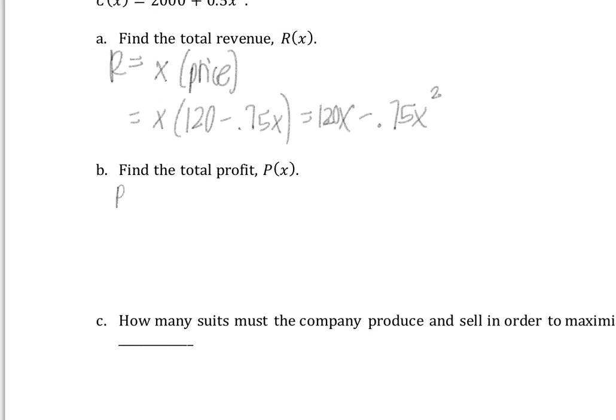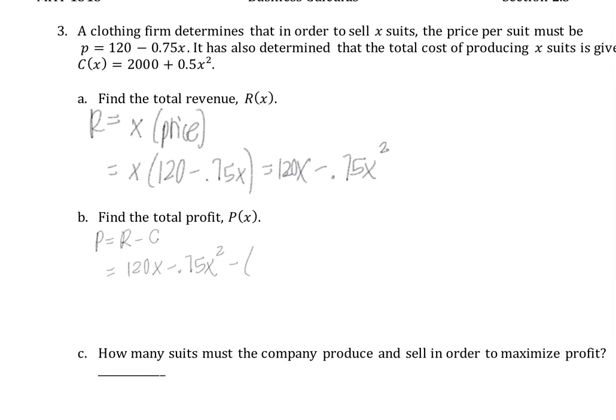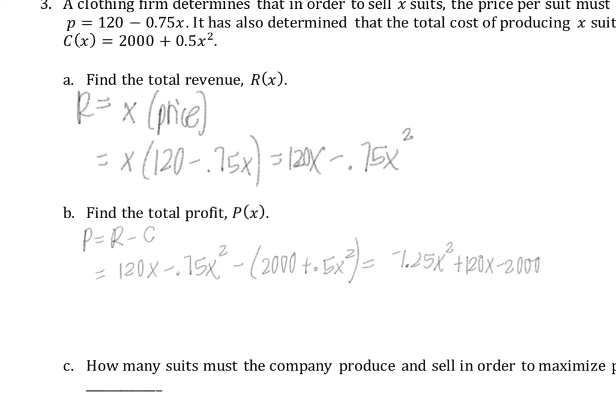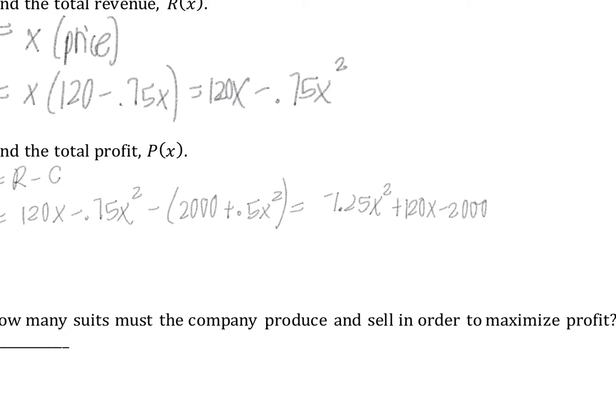The profit is always revenue minus the cost. So I'm going to take this new revenue function that I just found of 120x minus 0.75x squared, and I want to subtract cost from it, and they give us cost of 2,000 plus 0.5x squared. And I get negative 1.25x squared plus 120x minus 2,000.